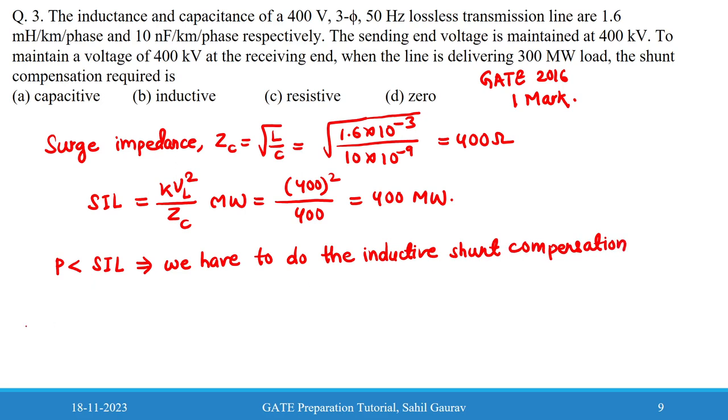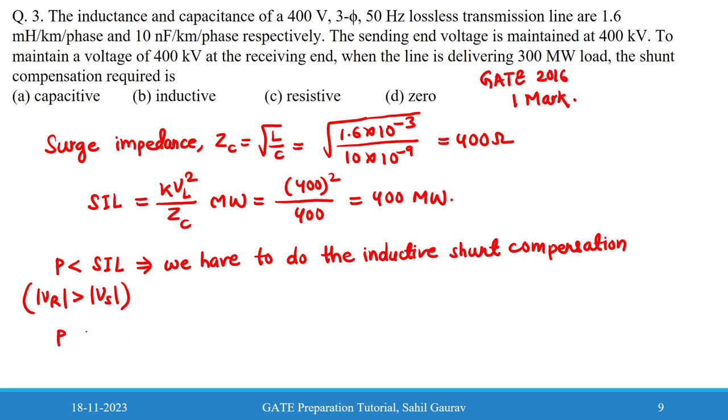And in this case, if this P is less than surge impedance loading, then what is the voltage magnitude we will see? This VR will be greater than VS. So if we want to maintain this voltage equal to the sending voltage, then we have to do the inductive shunt compensation such that the receiving end voltage is equal to the sending end voltage.